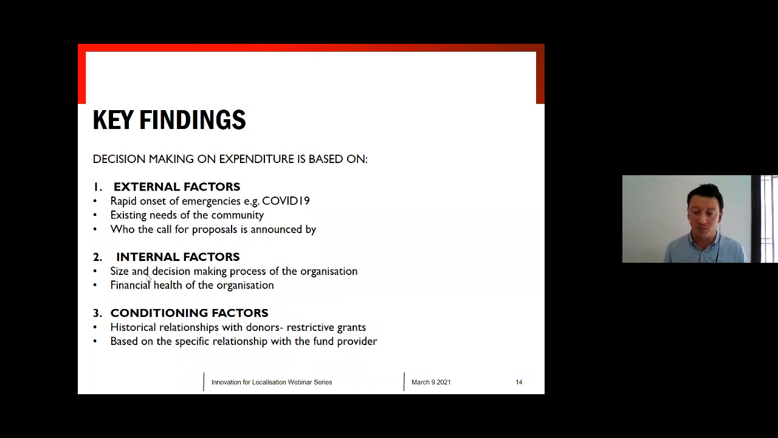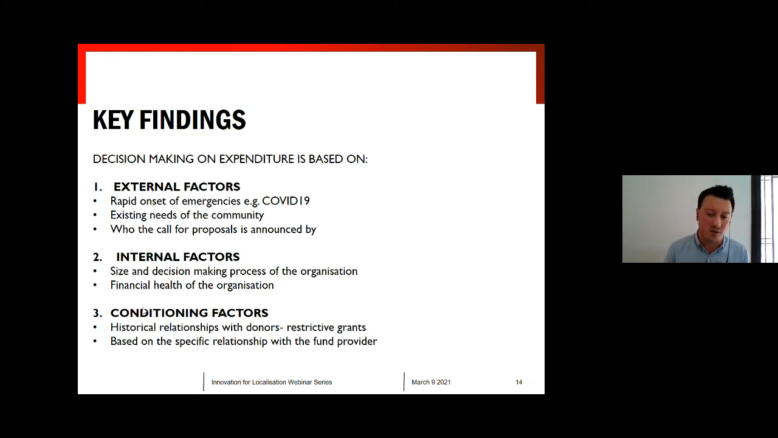Additionally, there are some internal factors that were reported back that influence spending: the size and the decision-making process of an organisation. So is it one person making decisions, or is there a process flow that works through the funding? That also influenced the way money was spent. And also the financial health of the organisation. Depending on the size of the organisation and its financial health, that might influence the way that it was spent on salaries, or how the split between core costs and project costs was positioned.